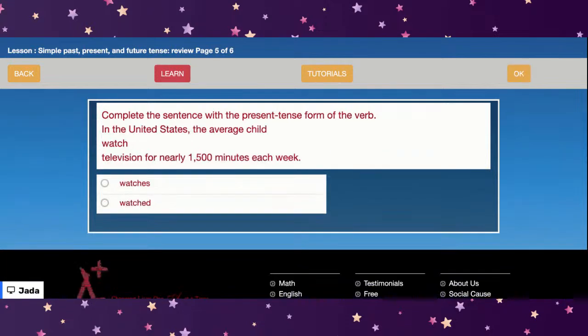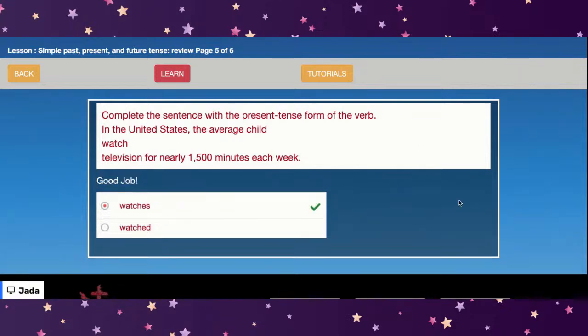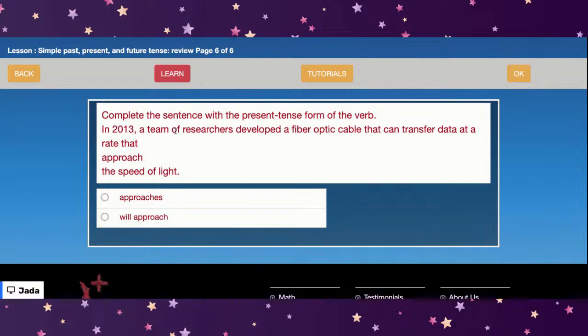In the United States, the average child watch television for nearly 1,500 minutes each week. So watches, because it's present tense. In 2013, a team of researchers developed a fiber optic cable that can transfer data at a rate that approaches the speed of light. So approaches, because it ends with es.